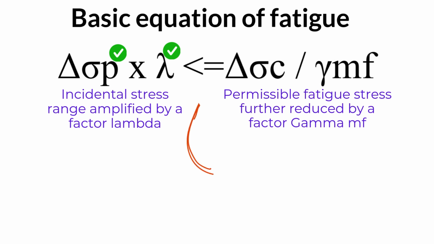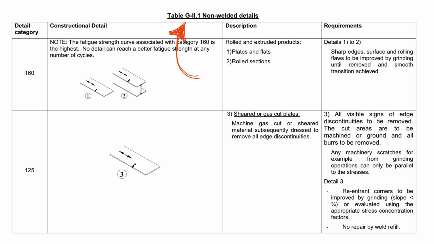In the equation, the next factor is permissible stress in fatigue. Basically, permissible stress in fatigue is nothing but the detail category of the member. This detail category is dependent upon the type of construction detail by which that particular component has been built. It is obtained from the Table G2 given in the Appendix-G of IRS Steel Bridge Code.